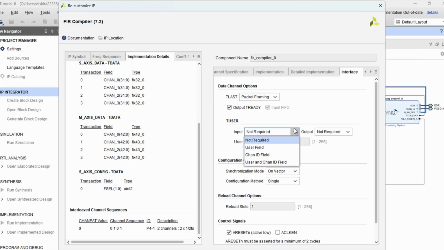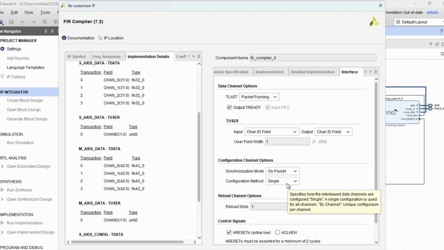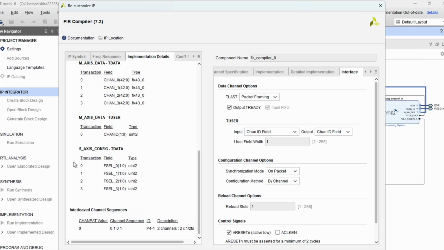But in case I use input to be channel ID field and my synchronization mode being on packet, as my T last is also on packet, and my configuration being via channel, it means that I will be able to use different coefficient sets per different channel and not one single coefficient set. When I do this, my field select line appears of 4, from 0 to 3. This is how I have configured my FIR compiler.